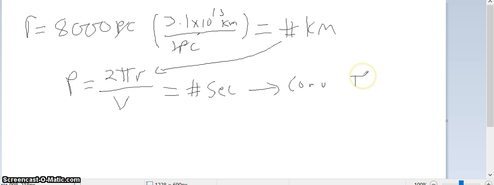I'm supposed to say convert, sorry. That didn't come out very well. Convert. Supposed to be in there. Sorry. To years. Oh, man. Sometimes I don't push down hard enough on this touch screen. Sorry about that. Convert to years.